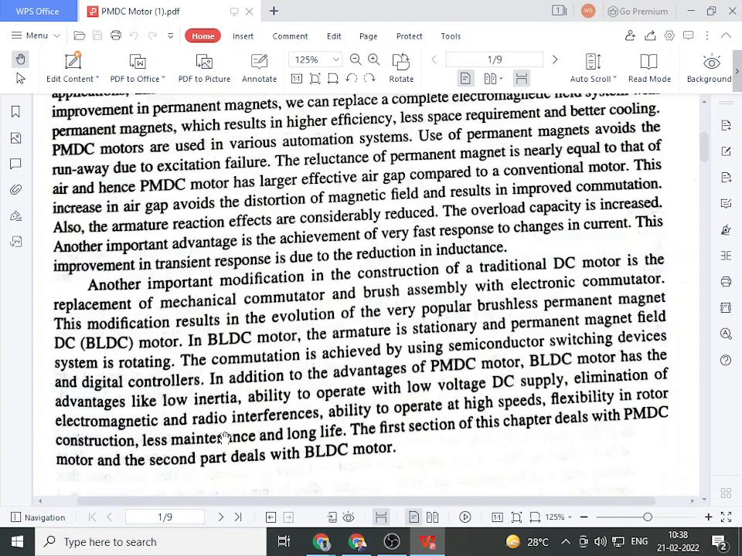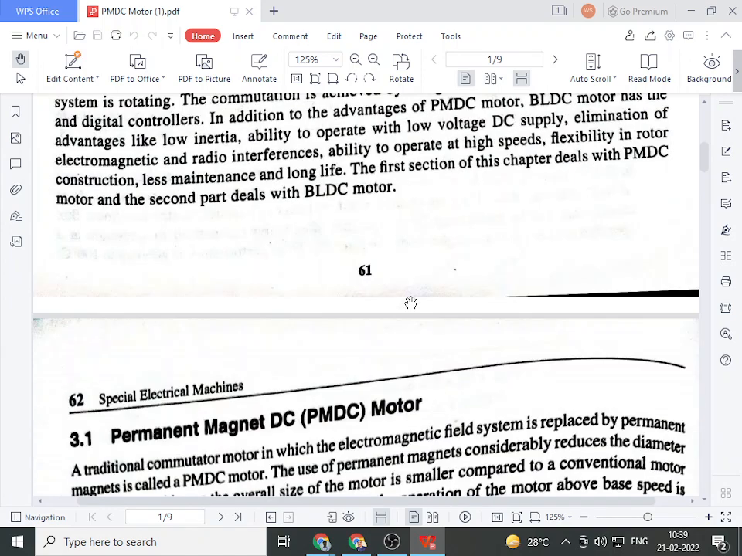And the second thing is, as the rotor has lesser inertia, we can use the BLDC motor or PMDC motor, especially the BLDC motor, for large speed applications. For higher speed applications we can use this BLDC motor. So initially we are going to discuss the PMDC motor, and then after that we will proceed towards the BLDC motor.